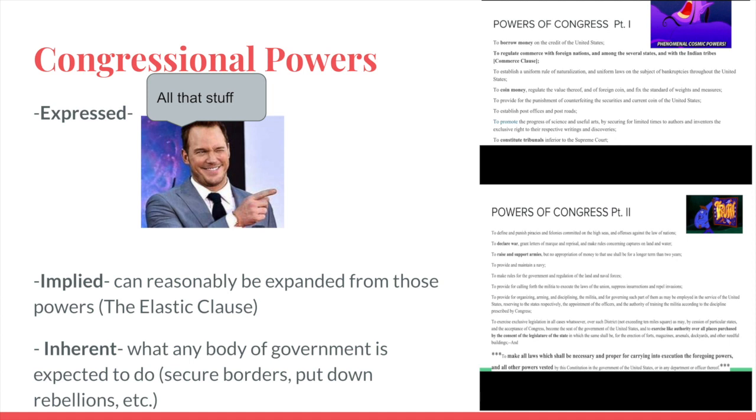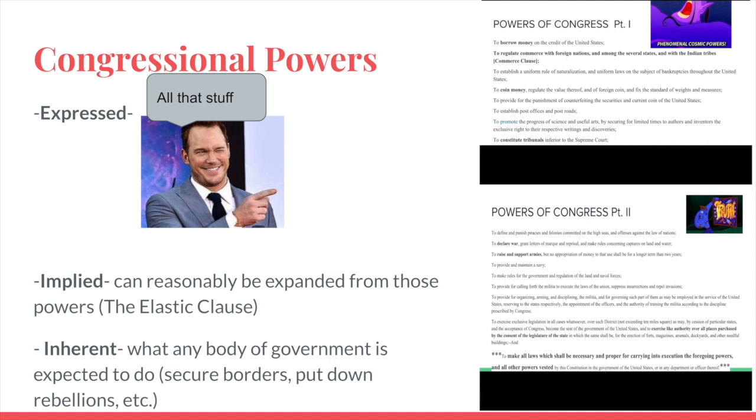So that's stuff like the elastic clause. Can we reasonably assume Congress has the power to do thing X? And if the answer is yes, and really with Congress, they're able to use that elastic clause, anything that's necessary and proper, to expand out to whatever they need to do. More on that in a minute.